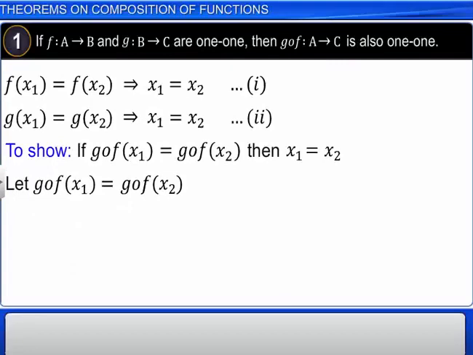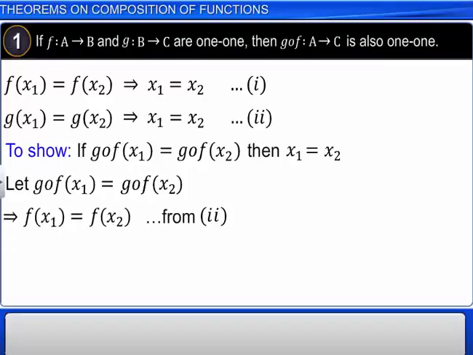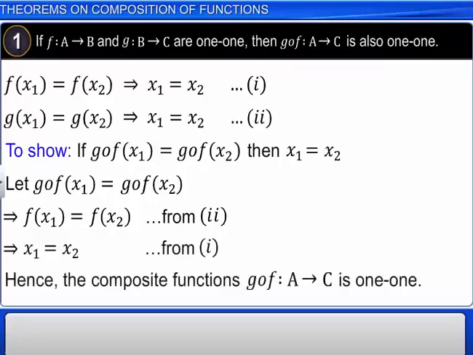By the definition of the composition of functions, g of f of x1 is equal to g of f of x2. From equation 2, this implies f of x1 is equal to f of x2. And from equation 1, this further implies that x1 is equal to x2. Hence, the composition of functions f and g from A to C is 1-1. Let's now move on to the next theorem.